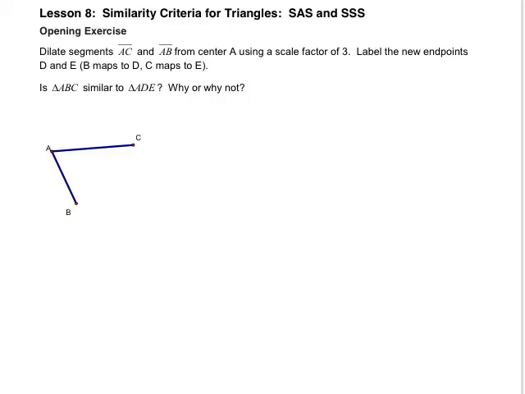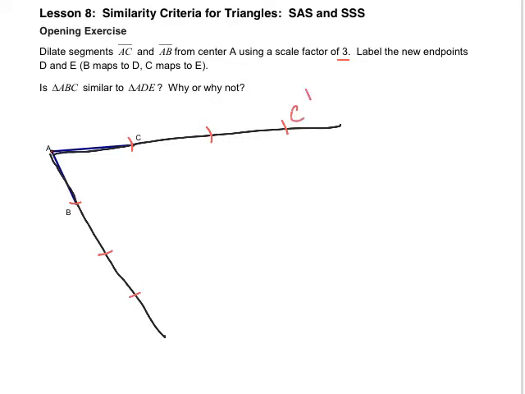You would extend AC, and you would extend AB. You would use a straight edge, and then you would take your compass. If I want a scale factor of 3, you would mark off where AC is, and then you would mark off that distance 2 more times, so you have 3 of them. Same thing with AB. You would mark off that distance 2 more times.